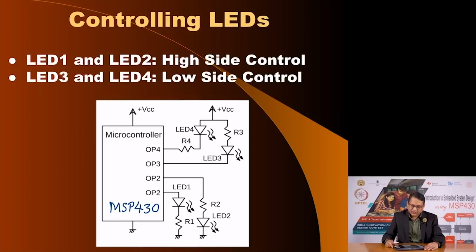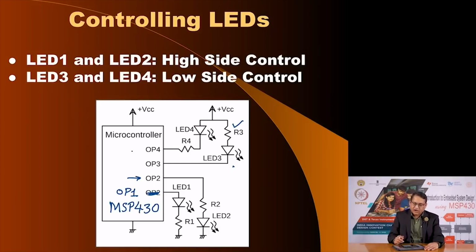But here let us see how we can. If you see, this is output OP1. In output 1 I have connected the LED with the resistor R1. At output pin number 2 I have connected the resistor first and then another LED. On output 3 I have now used a different configuration: I connected the LED first and then the resistor R3, and for output 4 I have connected the resistor R4 first to the pin of the microcontroller and then the LED.